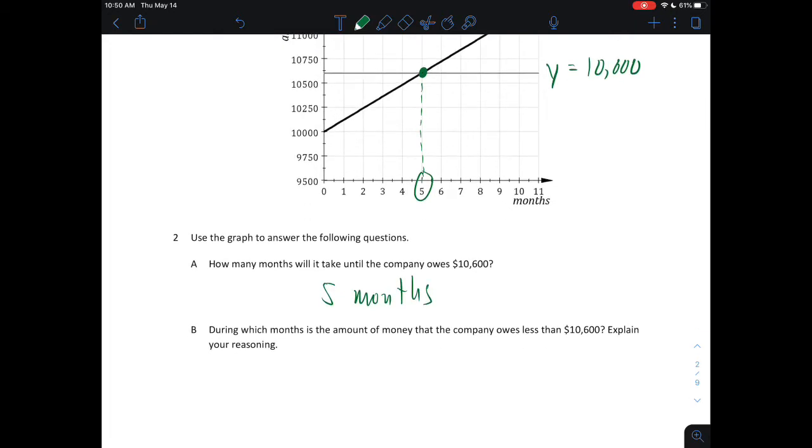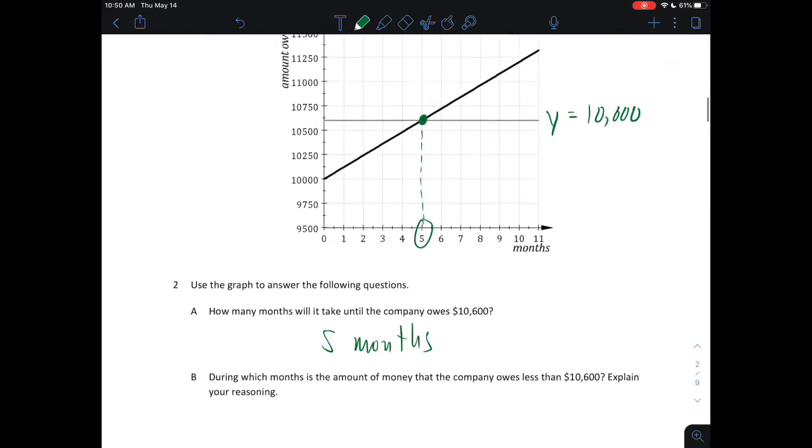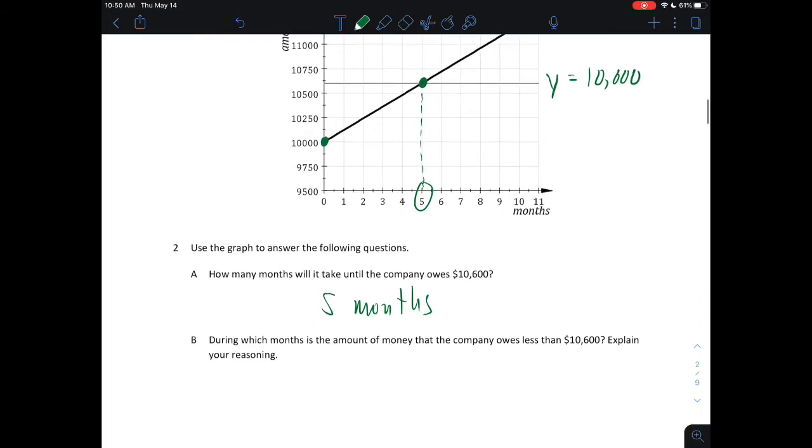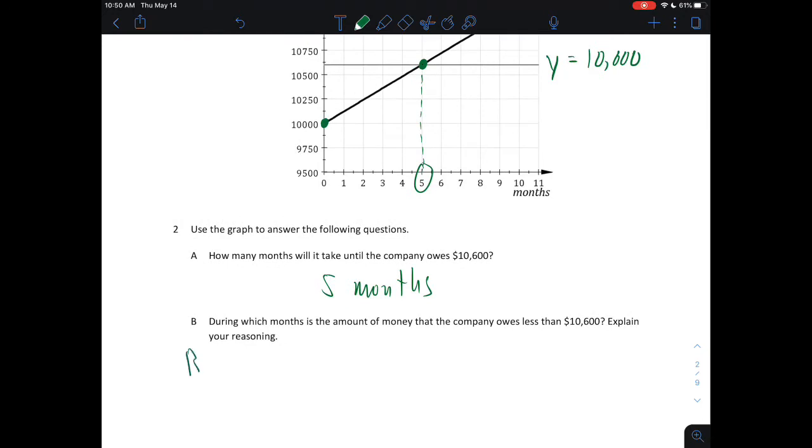Part B, during which months is the amount of money that the company owes less than $10,600? Explain your reasoning. So, first of all, notice that this diagonal line starts at 10,000. That's its initial value, initial amount that's owed. And it's below our threshold right until we reach their intersection point. So, before 5 months has passed, the amount owed is less than 10,600.